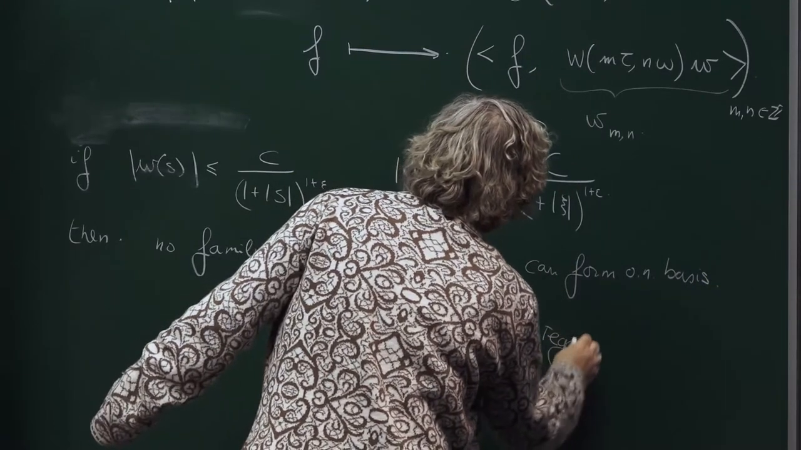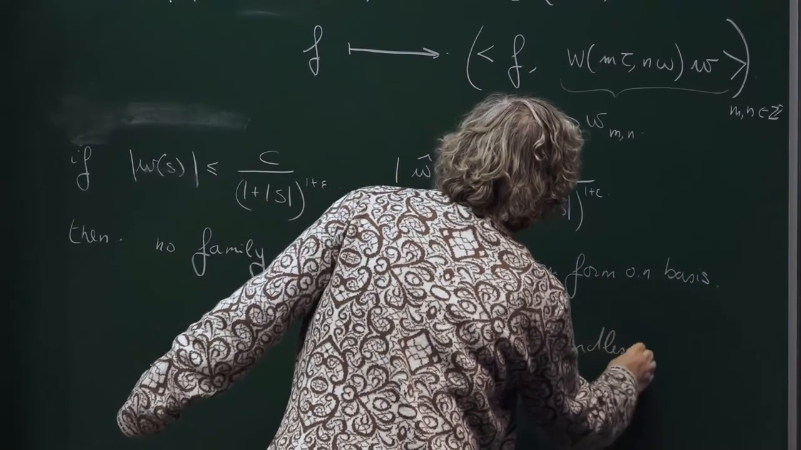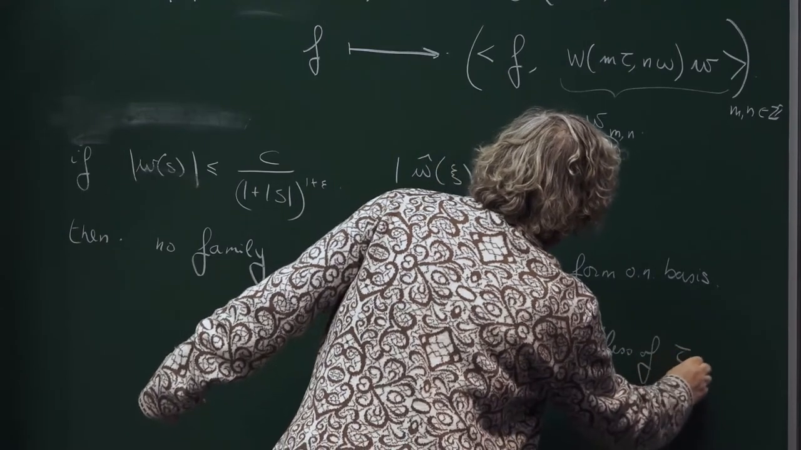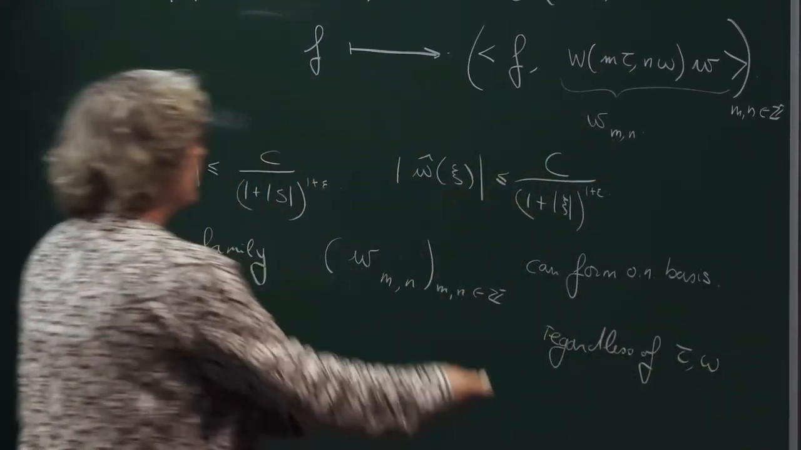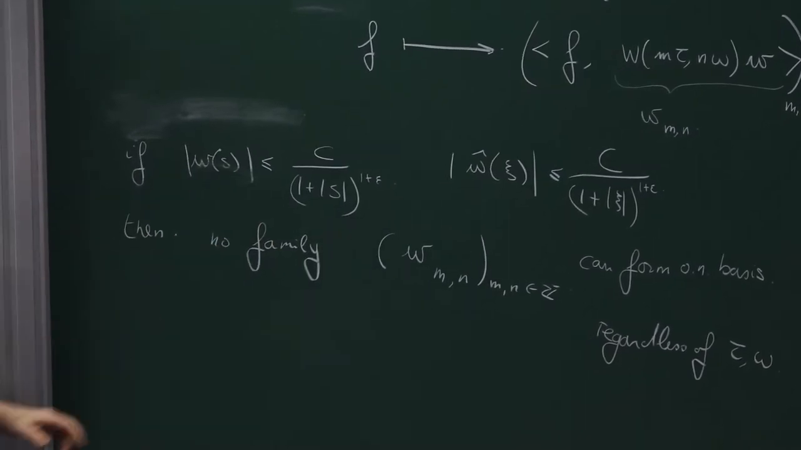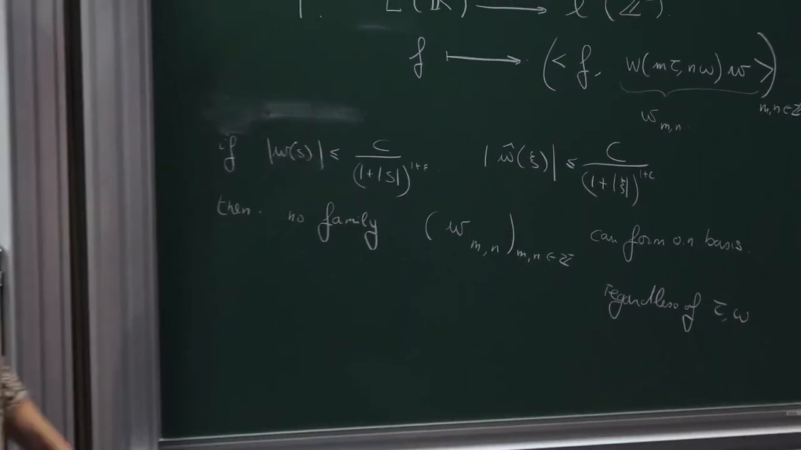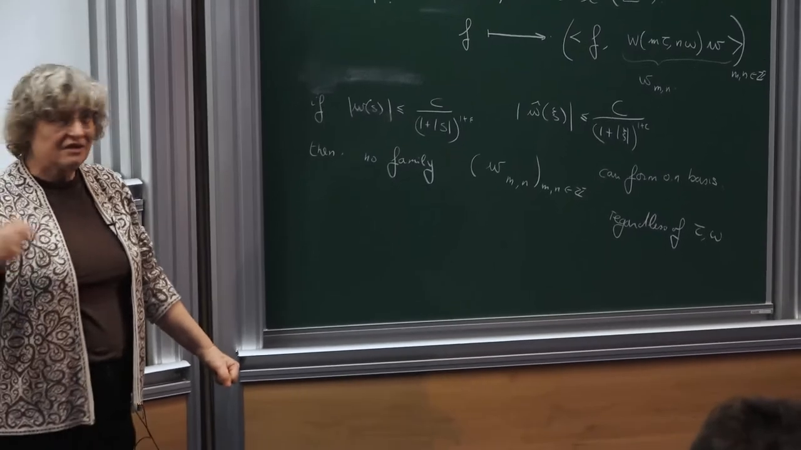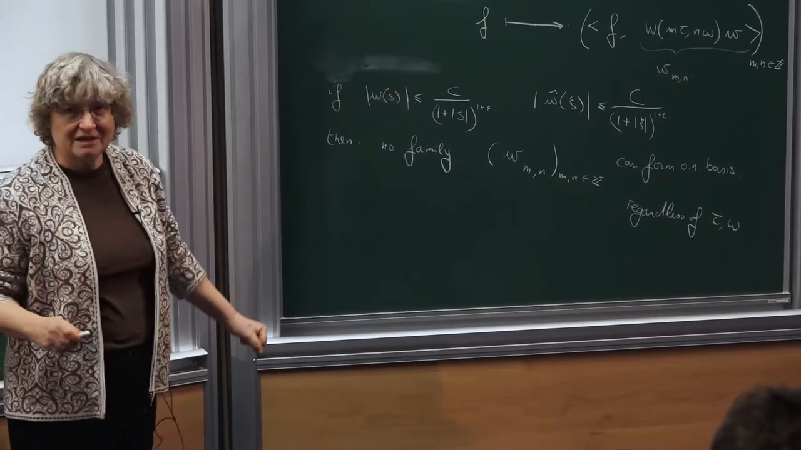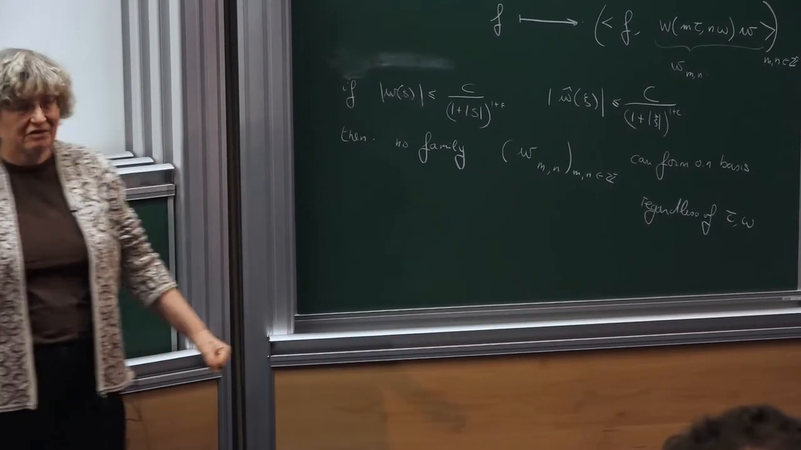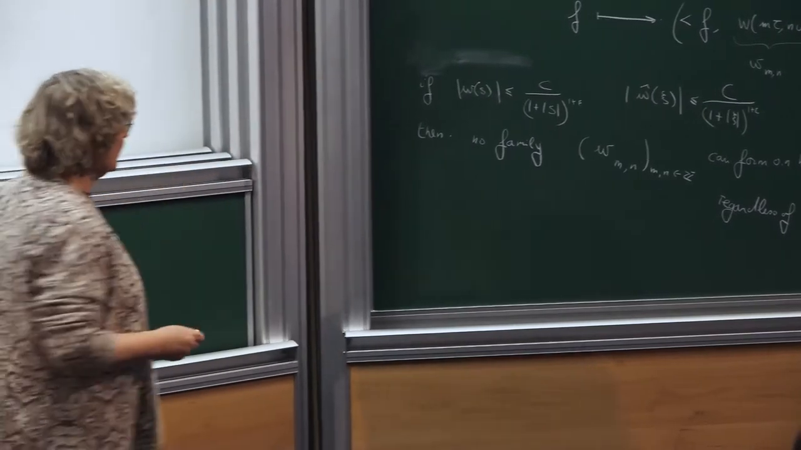Regardless of the choices for tau and omega. What I showed you was that this could not be done if the product tau omega was 2 pi. We'll actually come back to the fact that omega times tau has to be 2 pi for a basis today. But so that's what we've done.